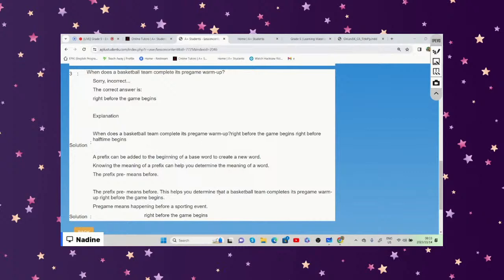And we say pre-game is, of course, happening before the game. So pre-game is to watch something before the game or to do something, warm up for something before the actual game starts.